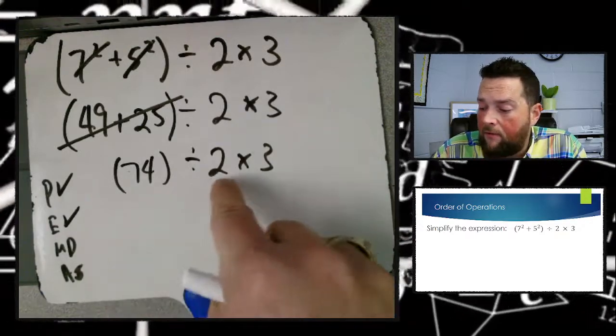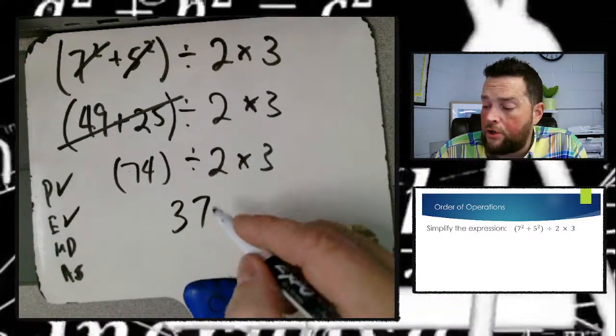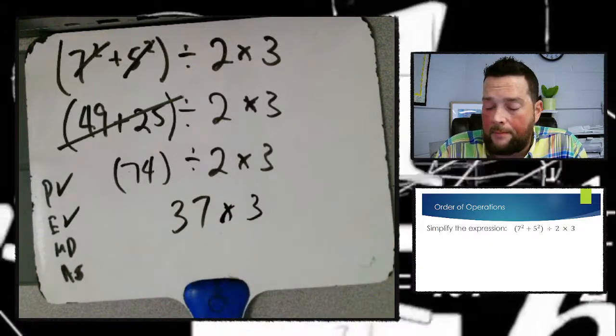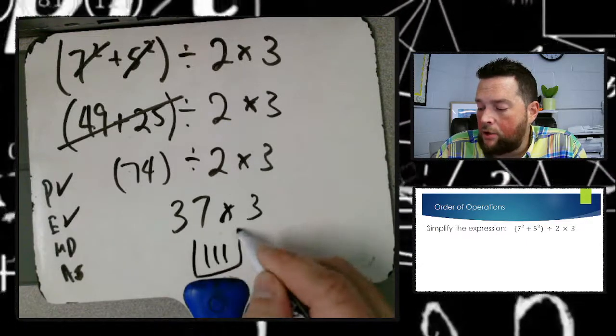So I have the 74 divided by 2, which is 37. I have to do that first before I multiply by 3. Right? Finally, I can do this 37 times 3. That's going to be 111.